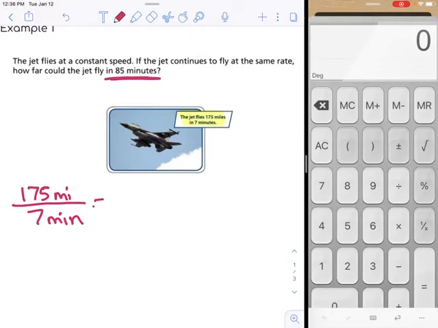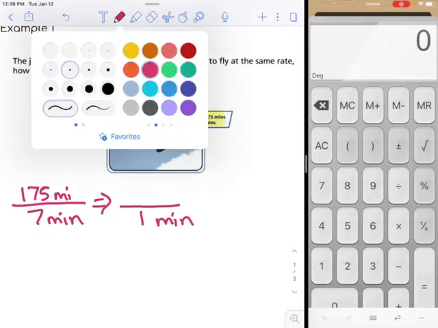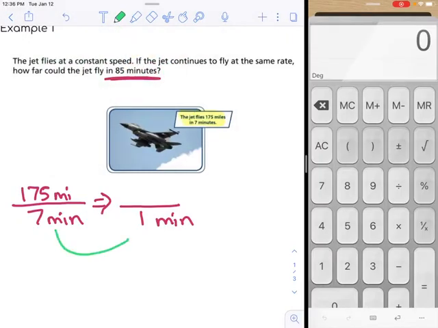So the first thing I want to do here is I want to find my unit rate. I want to figure out how far the jet is flying in just 1 minute. So to do this, I'm looking at how am I getting from 7 to 1? Hopefully we know with unit rate by now we're dividing. I'm going to be dividing by 7. And just like with all of our ratios, whatever we do to the bottom, we have to do to the top. So if I divide the bottom by 7, I'm also going to divide the top by 7.